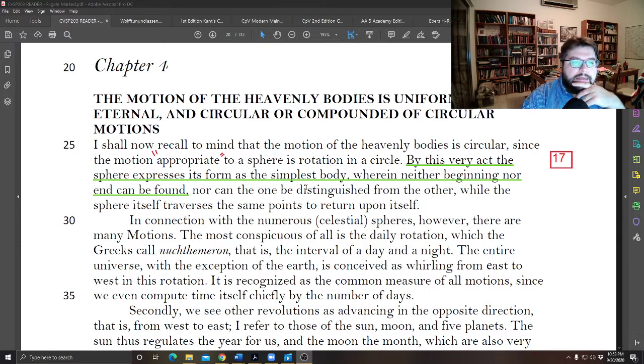An analogy here would be a rude person, who expresses him or herself by being rude to other people, right? So it's appropriate to be angry, to butt into line, to do all these kinds of things. That's the appropriate way in which rude people express themselves. Similarly, moving in circles is the appropriate way in which spheres should express themselves. Again, we're returning to a kind of analogical, aesthetic kind of reason here.